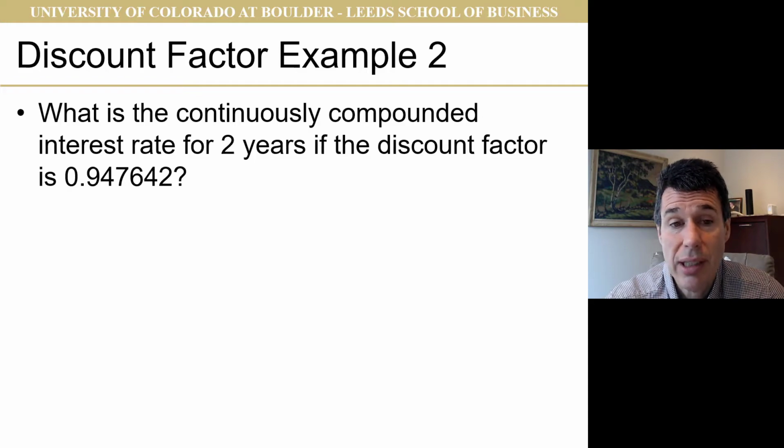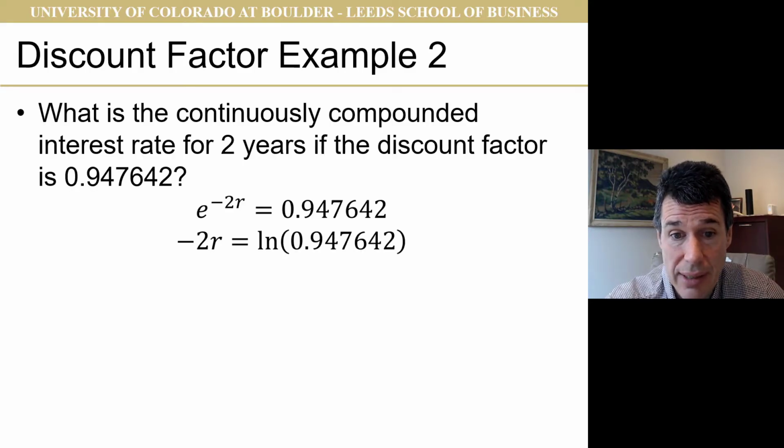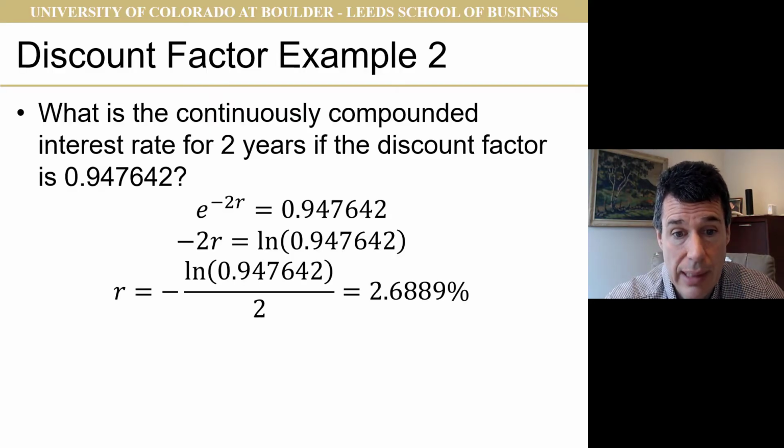What is the continuously compounded interest rate for 2 years if the discount factor is 0.947642? Well, e to the minus 2, the number of years, r, equals 0.947642. And here's where natural log comes in handy. Take the natural log of both sides. Negative 2r equals the natural log of 0.947642. And we can solve for r, and we get 2.6889%.